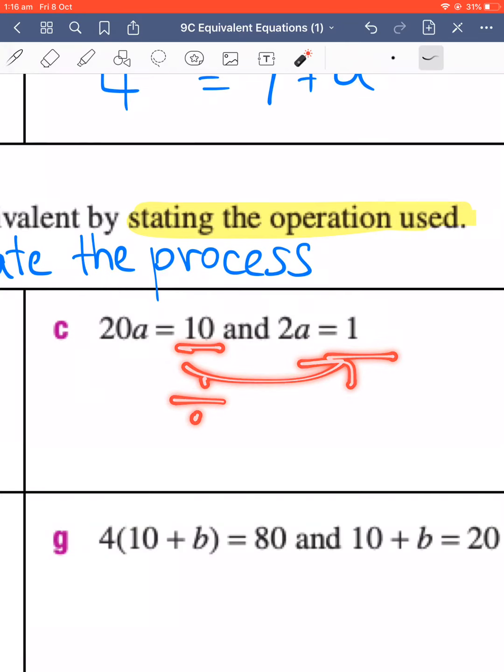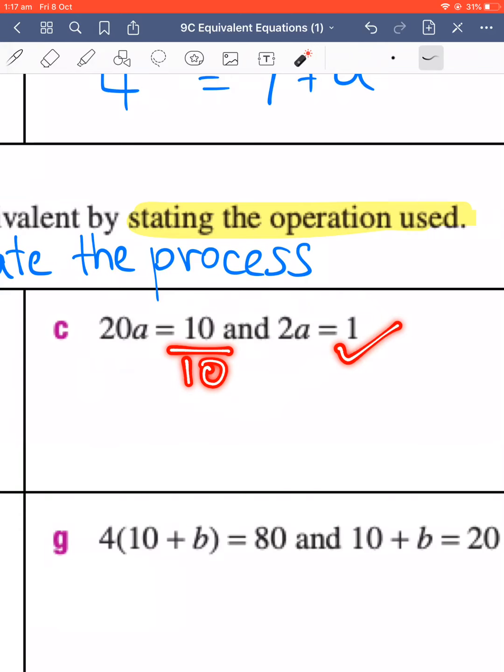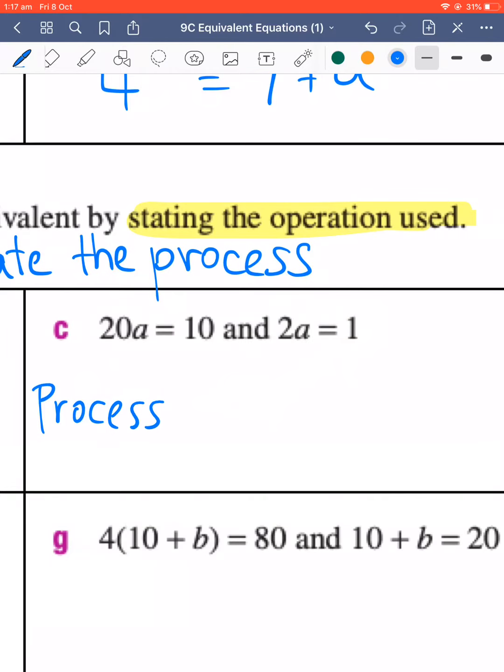So if I try dividing by, say, 10, and what I do to one side, I have to do the other. Let's see what that does. So 10 divided by 10 gives me 1, and 20a divided by 10 gives me 2a. Beautiful. So my process for this is I have divided by 10 to both sides. So divide by 10 to both sides.